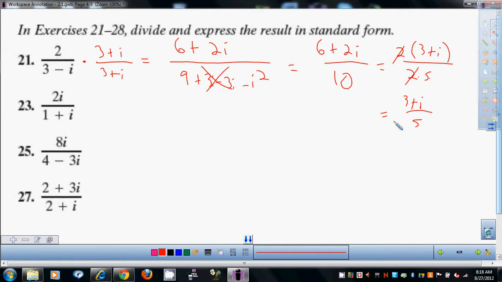Let's see. Let's say we work 25 and then 27. Those both look a little different than the one we've done. Josh, how am I going to set up 25? What do I need to multiply the top and bottom by? Very good. 4 plus 3i. Now I'm going to give you a second to do your multiplication. Let's see if you get the same thing as me. So get started on that, and then I'll compare my answer with yours.